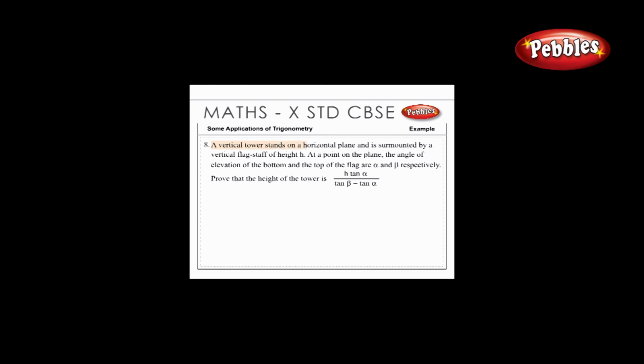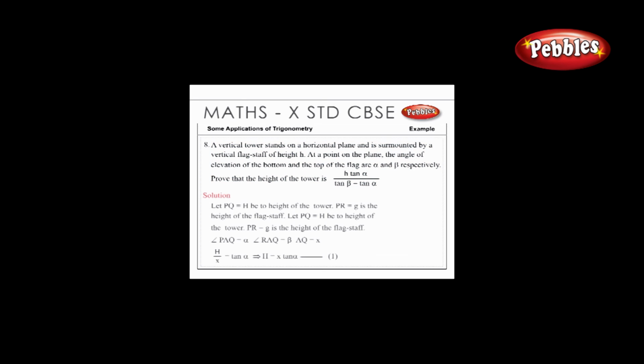A vertical tower stands on a horizontal plane and is surmounted by a vertical flagstaff of height h. At a point on the plane, the angles of elevation of the bottom and the top of the flagstaff are alpha and beta respectively. Prove that the height of the tower is h tan alpha by tan beta minus tan alpha. Solution. Let PQ is equal to H be the height of the tower. PR is equal to h is the height of the flagstaff.